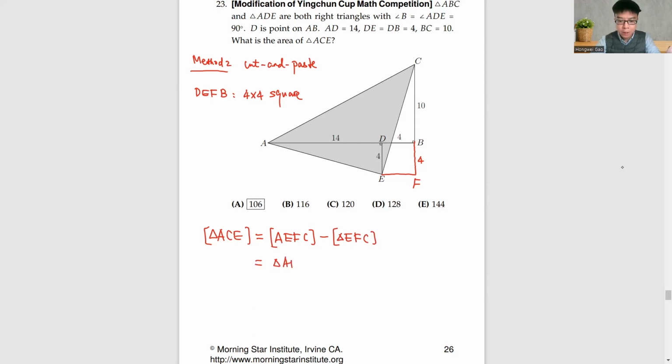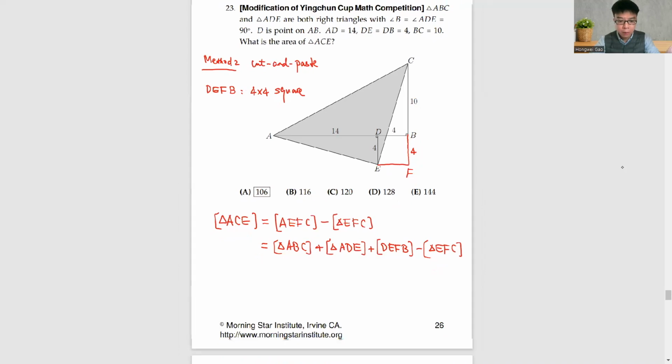Triangle ABC, it's a right triangle. Triangle ADE, another right triangle. And the square BDEF. Minus EFC. Each part is easy to compute its area.